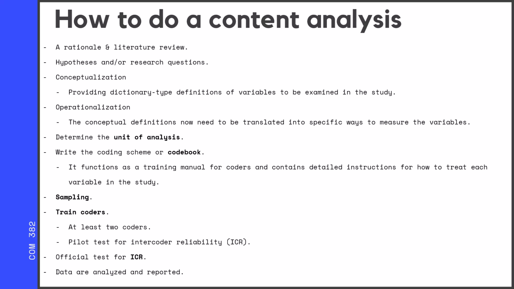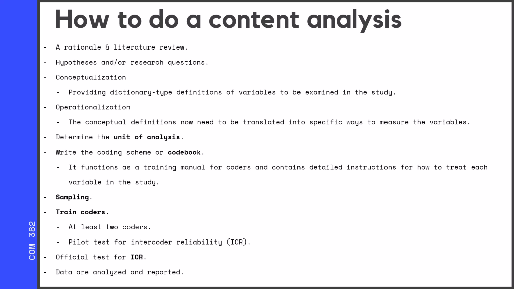The operationalization, that conceptual definition, needs to be put in precise, specific ways to measure the variables so that any of the people working on this project know, yep, that is a portrayal of violence, that is discussion of body issues. You also need to determine the unit of analysis. I'm going to talk about that more in a minute.